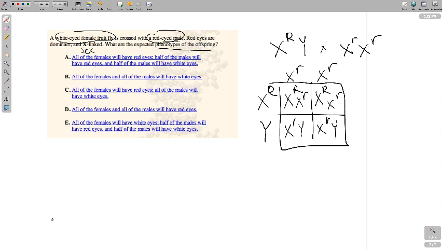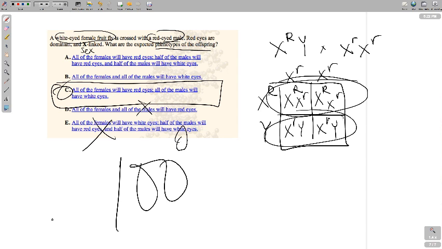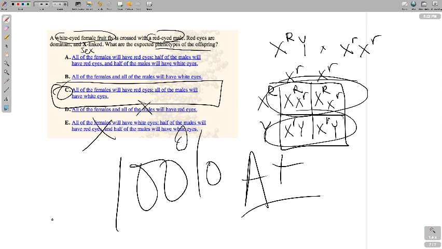So all the females will have red eyes, all the males will have white eyes. So the answer is this one: all the females will have red eyes and all the males will have white eyes. Yay, 100 for us. Woohoo, A+.